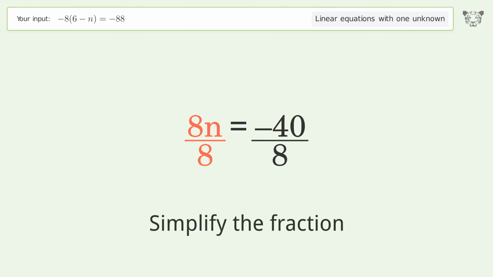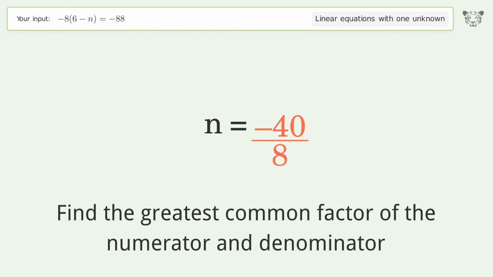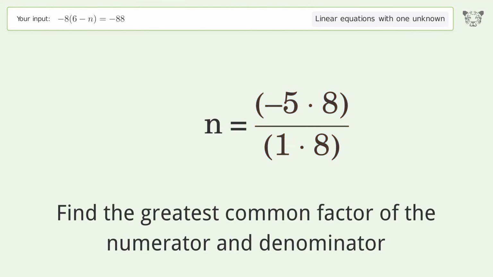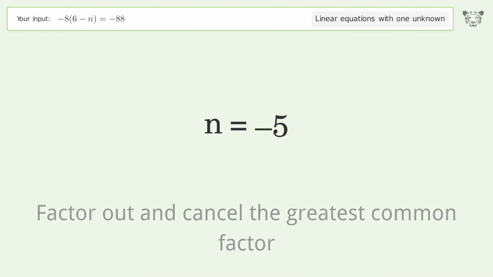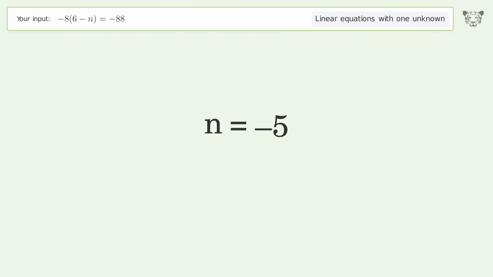Simplify the fraction. Find the greatest common factor of the numerator and denominator. Factor out and cancel the greatest common factor. And so the final result is n equals -5.